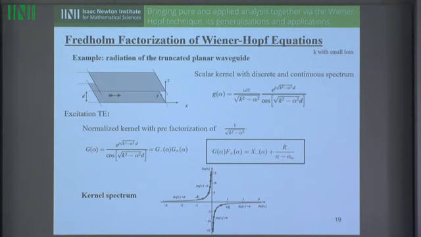So let's see a problem. This is the first case problem that I'm proposing. The problem is the radiation of a truncated planar waveguide. The waveguide is perfectly electric conducting, so it's impenetrable. We excite this problem with a TE1 mode, so the first mode propagating inside the planar waveguide. Okay, so this mode is propagating. This is the truncation. See, this is open space.